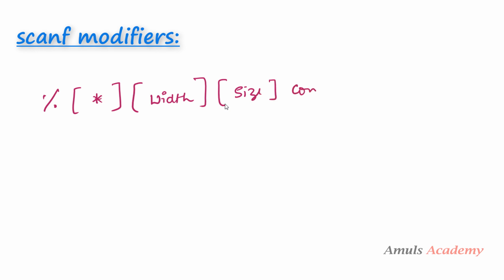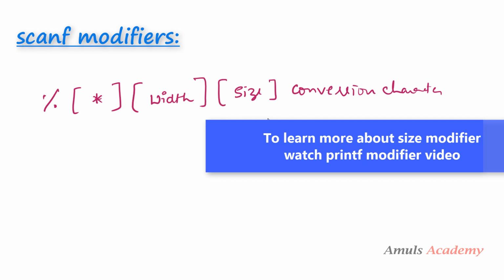Next, the conversion character. The size modifier is used to modify the data type specified by the conversion character. There are four different size modifiers, similar to the printf function: h for short int, l for long int, ll for long long int, and capital L for long double. Because it is the same as the printf function size modifier, we won't discuss this.